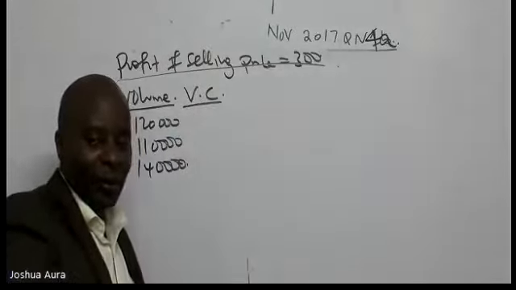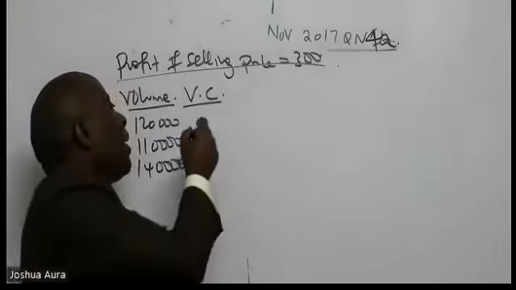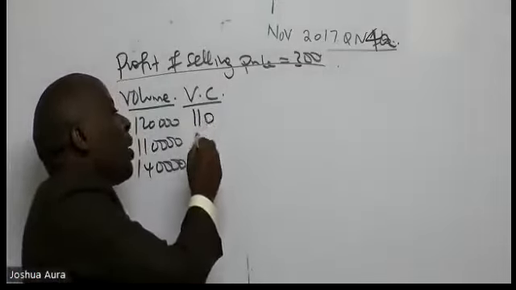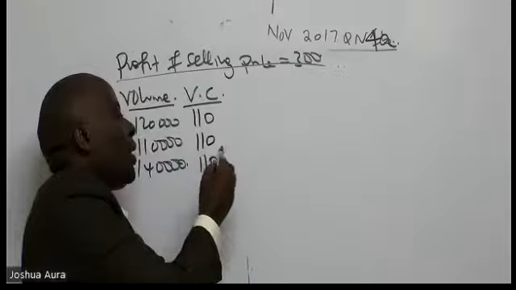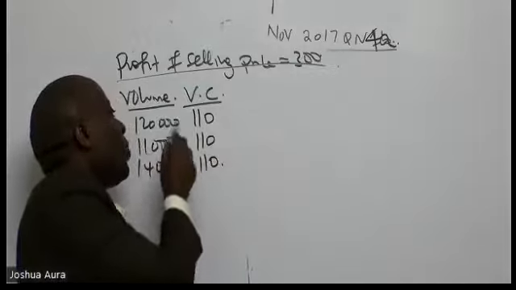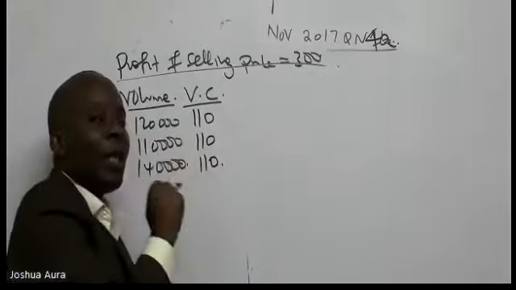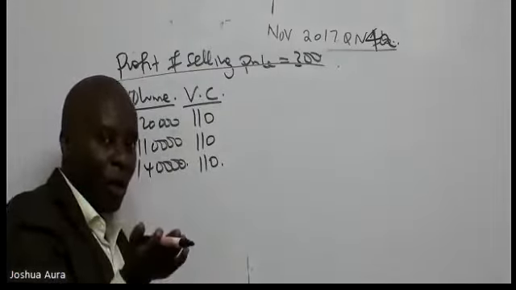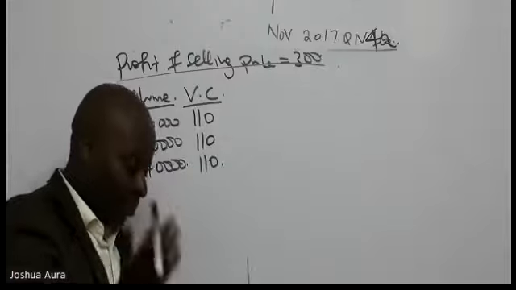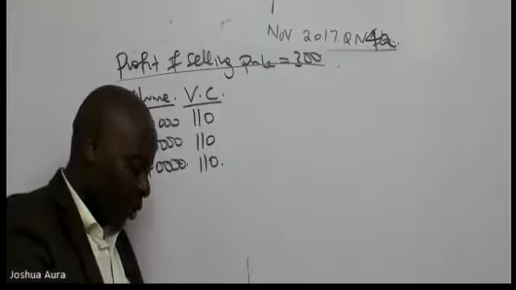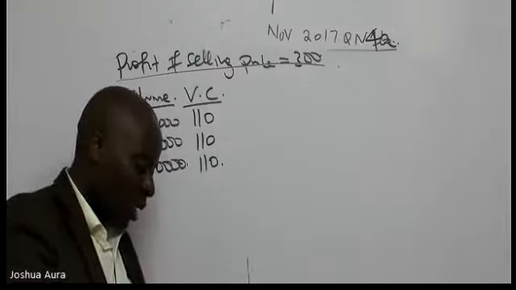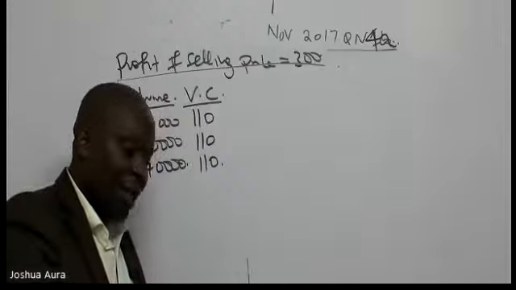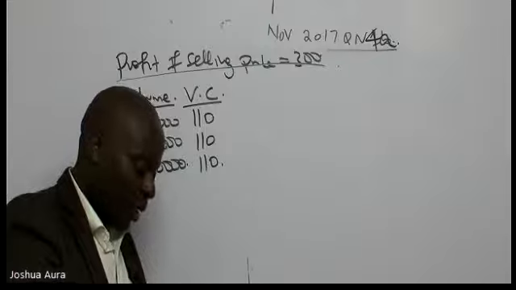Yes, all of them are getting that. Throughout, we shall use 110, because these quantities are more than 100,000. They are big. We are told the variable production cost will be 120 per unit for production volumes up to and including 100,000 units each year.